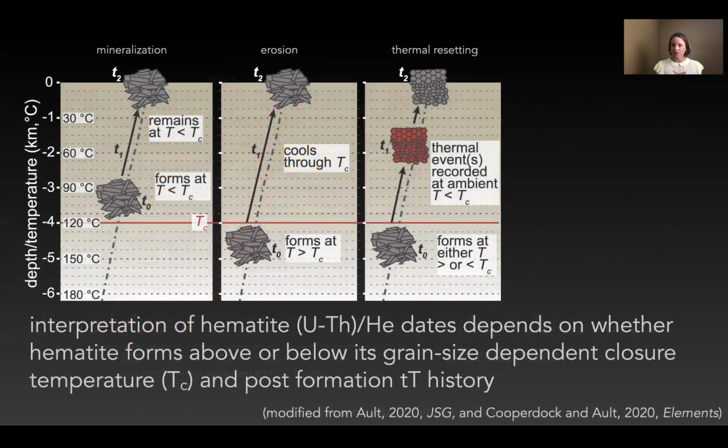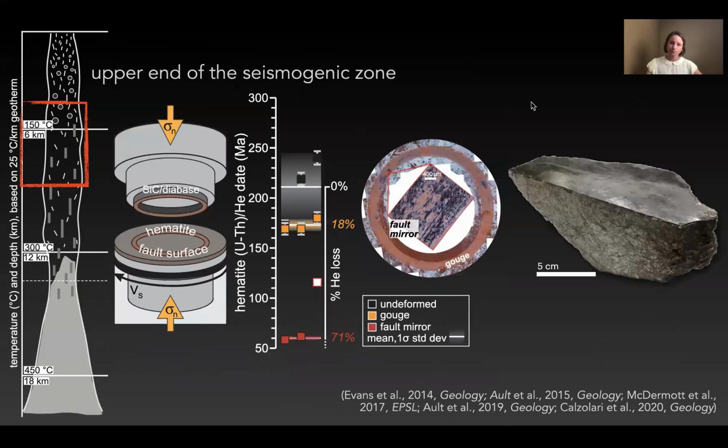Hematite is a secondary phase, and it occurs over a range of crustal conditions. This means that it can form at temperatures lower than or higher than its grain size controlled closure temperature. In fault rocks, this means that hematite helium dates can record mineralization or erosion, or even partial to complete helium loss or thermal resetting due to friction-generated heat or hydrothermal fluids circulating in fault zones.